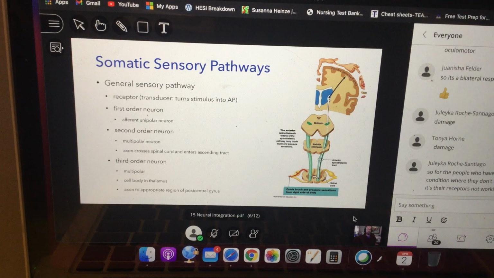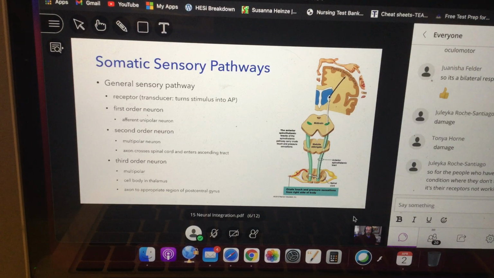So a general sensory pathway: we've got a receptor out here that turns the stimulus into an action potential. We've got our sensory neuron in the peripheral nervous system, called a first order neuron. That's the afferent. It's unipolar, and it brings the signal in through the posterior or dorsal root. Its cell body is in the ganglion. And then it synapses right there in the spinal cord with another multipolar neuron.